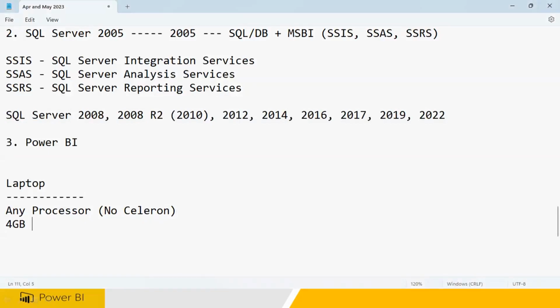Minimum 4 GB of RAM is needed. Minimum 256 GB of hard disk or SSD, or you can also buy any hard disk. Okay, so this is what.